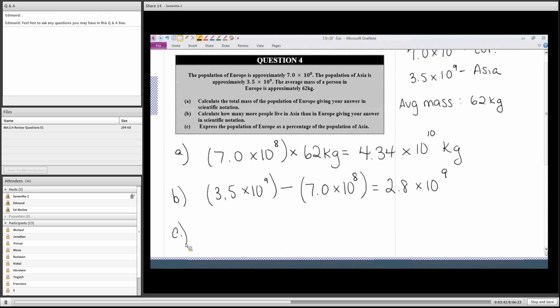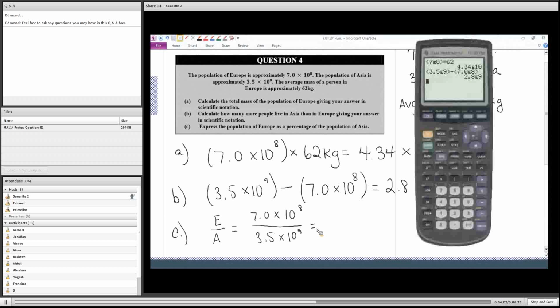Now, part C, express the population of Europe as a percentage of the population of Asia. So basically, this is going to be Europe over Asia. And this is going to be 7.0 times 10 to the 8th divided by 3.5 times 10 to the 9th. And let's see what we're going to get when we input this into the calculator. 7, the power of 8, close parentheses, divided by, follow what I have in the calculator. So it's 7e8.